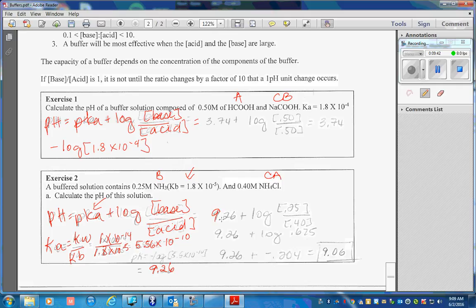So 9.26 plus the log of the concentration of the base, 0.25, over the conjugate acid, 0.40, is equal to 9.06.